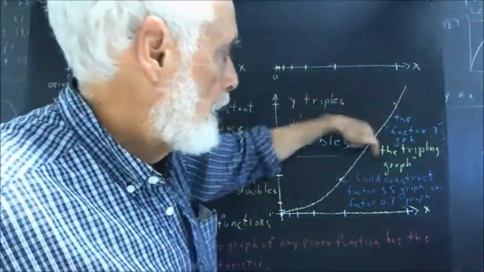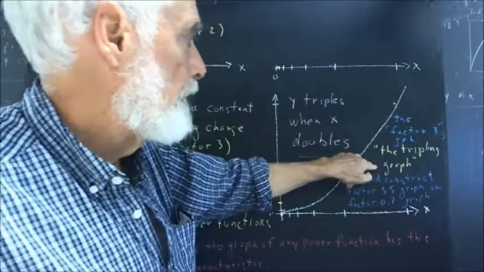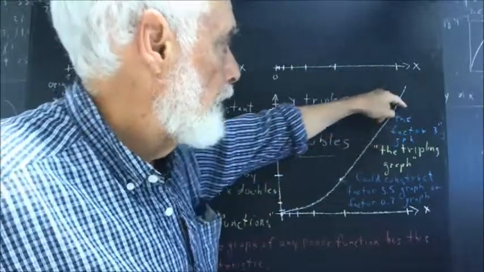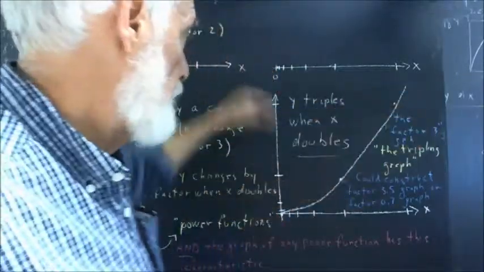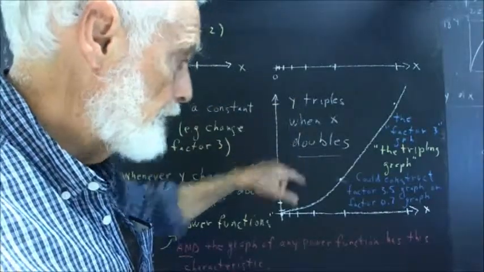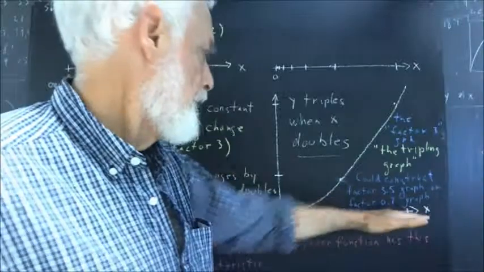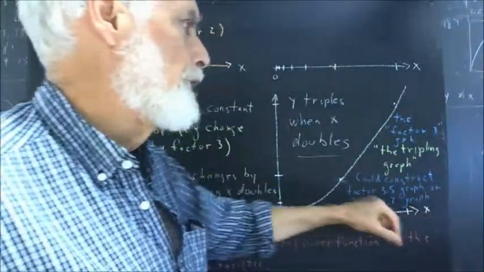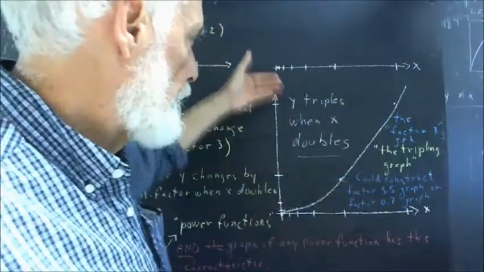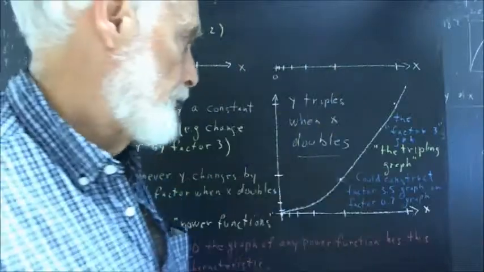Okay, now, I call this the tripling graph. I can also call it the factor 3 graph, because the y factor is 3. Y triples when x doubles. We're always going to have x doubling, at least right now. For this class of functions, x will always double. So whatever y does is going to be the characteristic of the graph.